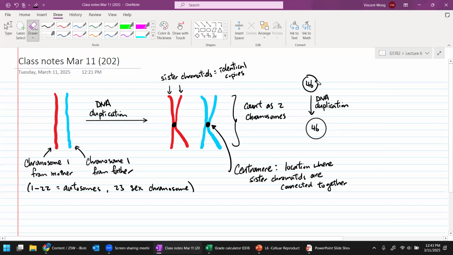So you started with 46. After DNA replication it is 46. And then you split it. It is still 46 and 46. So it's a little bit weird if you think about it, right? People often think it's 92, but it's not. If anything, if it helps, you can think of it as 46 chromosomes and then 92 sister chromatids.